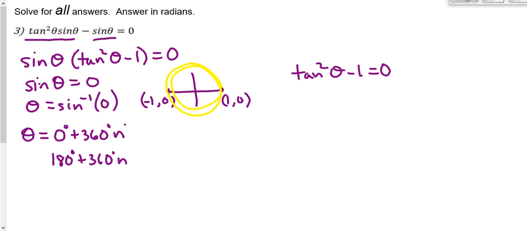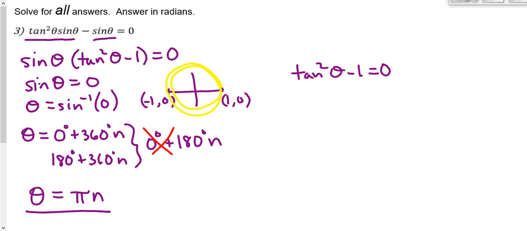So we're going to consolidate this into just 0 plus 180n. But you know what? You don't write 0 plus something, you just eliminate the 0. So the answers would be 180n. And then in radians, that would be equivalent to pi times n.